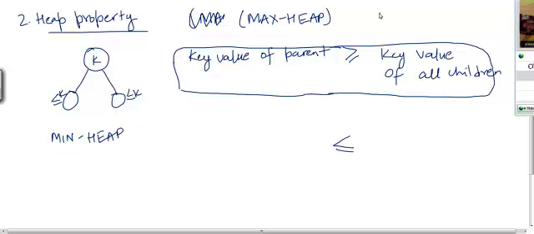And for the purpose of this talk, we're just going to focus on the max heap because the operations for remove min are almost identical to the operations for remove max. You just have to switch the inequality or the comparison the other way around.